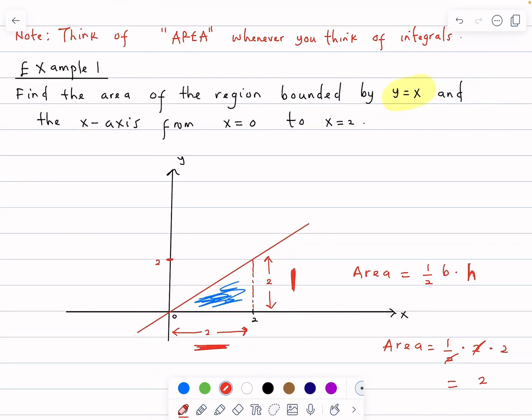However, there is a simpler way. There's another way that we can solve this problem. So the area is actually 2, but there's another way. I don't want to say simpler. In some cases it's simpler, but in some cases it might not be the optimal method.